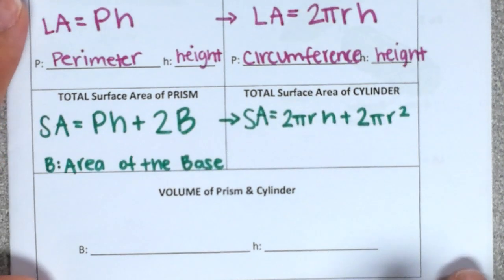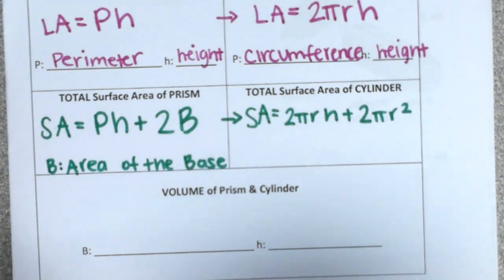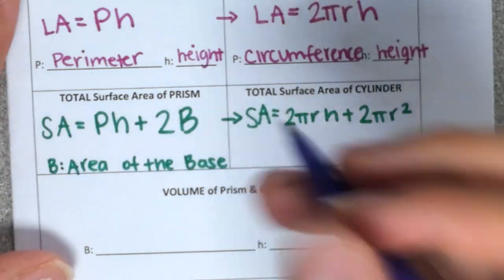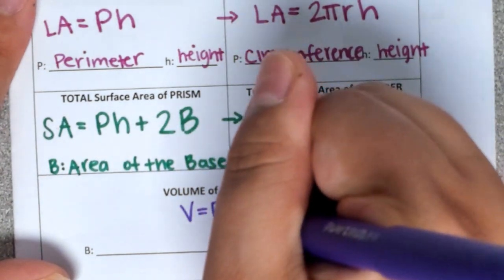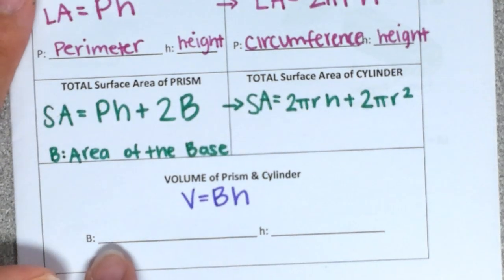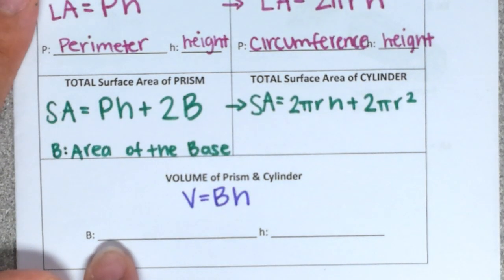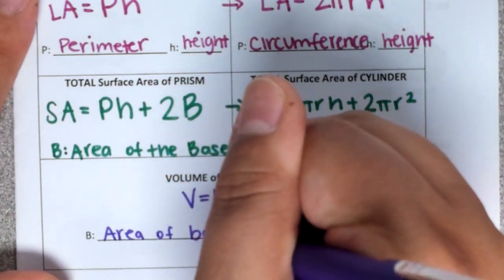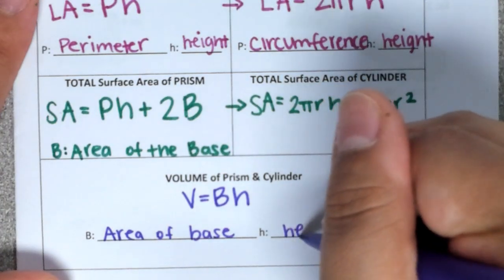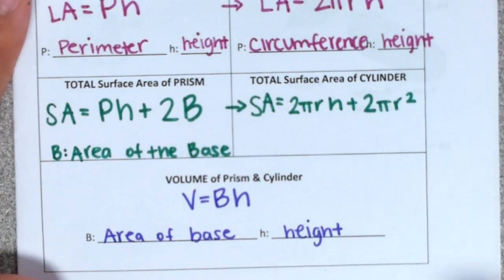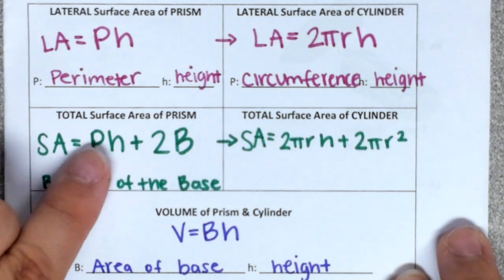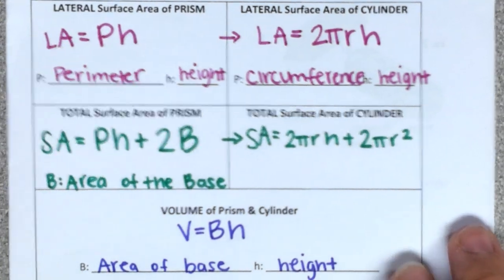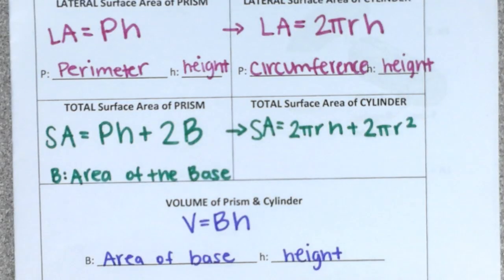Okay? Last but not least, volume of a prism. I'm going to do a different color for volume. Volume of a prism is big BH. What does big B stand for again? Area of the base. And what does H stand for again? Height. If you can memorize these three, you need to memorize these three formulas. You'll have this down. Okay?